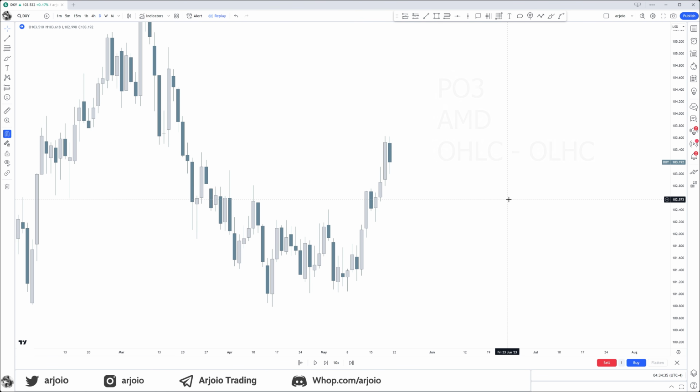So, power of 3, aka AMD cycles, aka OHLC and OLHC. So what do all these things mean? First off, power of 3. What is the power? What is the 3? Power of 3 refers to accumulation, manipulation, distribution. AMD cycle is also accumulation, manipulation, distribution.